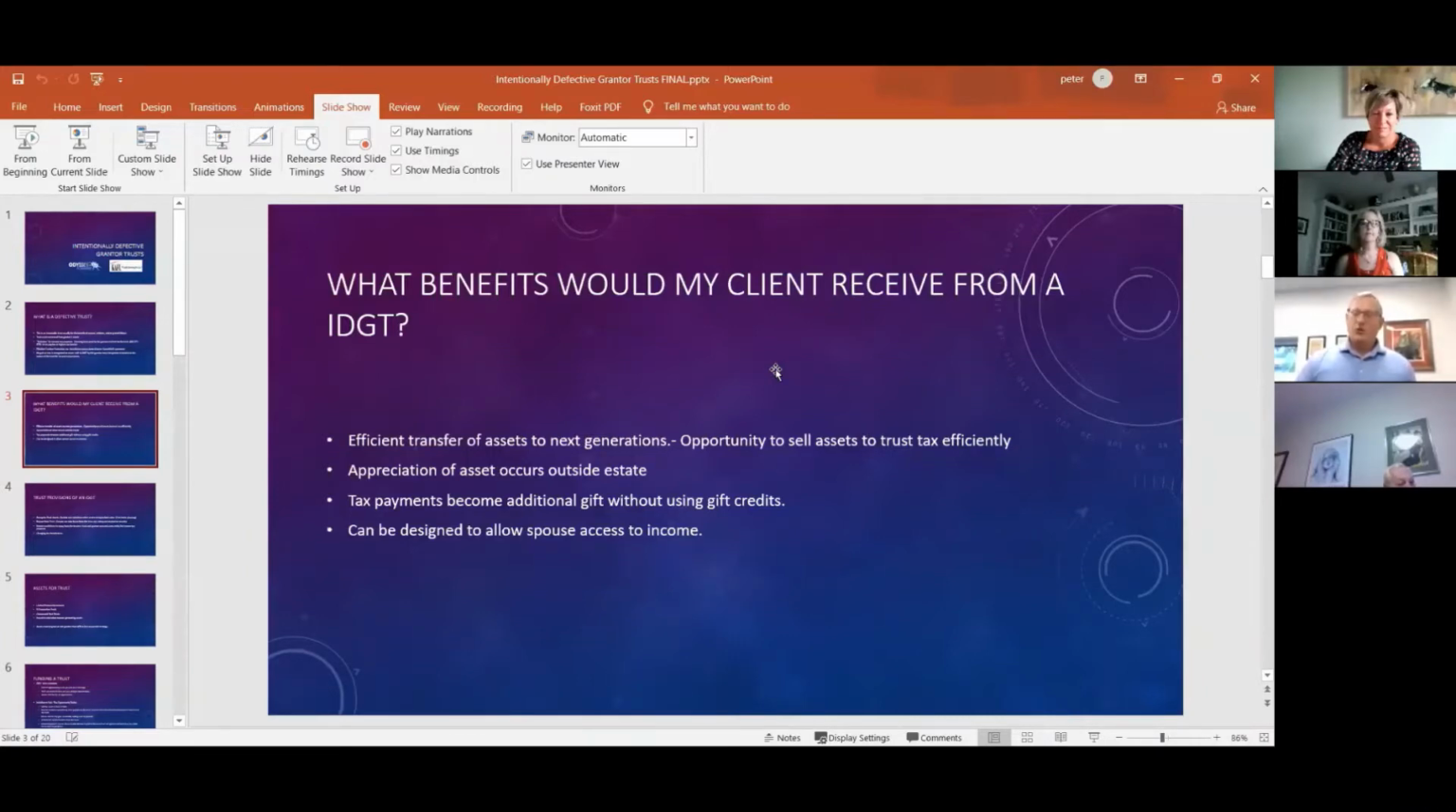And we can do that in a way where if we need to do some planning for the grantor, we can make some provisions in there to allow their spouse to have access to income from the assets that are in the trust. So get appreciation out of the estate, don't need to recognize gain on the transaction, and we can still set that up so that if we do need to do some income planning for the grantor and their spouse, we can establish some provisions in the trust to allow them to get income.